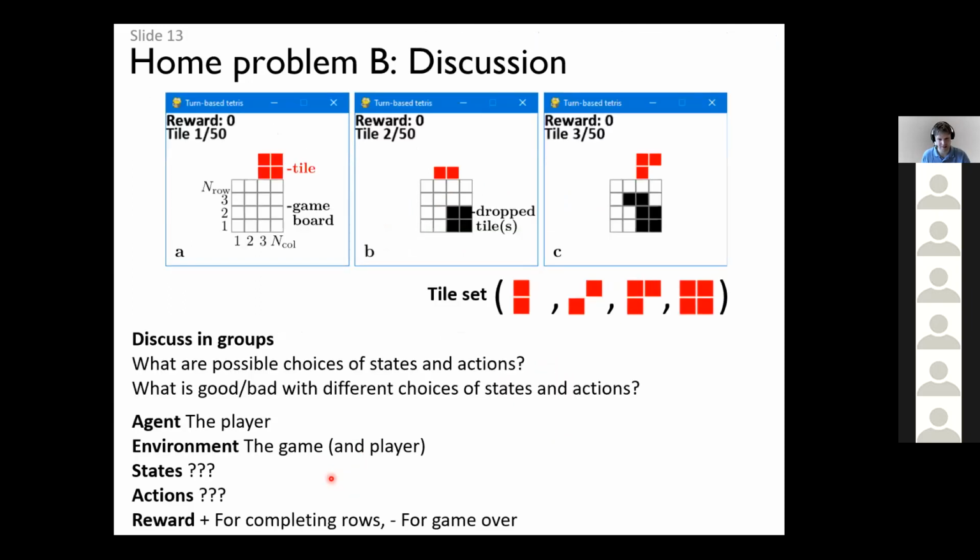So I hope that is clear. And then, what about the states? What are good states for this game? I would say it's the dropped tiles as a binary matrix plus our piece that we got to drop, like the position of it. Yes. So the position of the tile, is that the state? I would say it's part of the state because it's also important where the already dropped tiles are. Yes. Yeah.